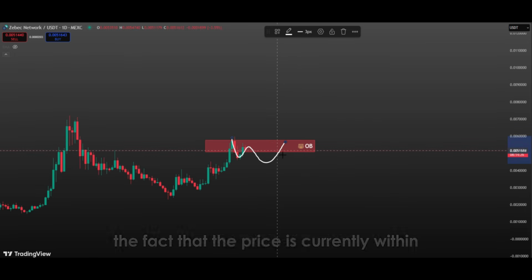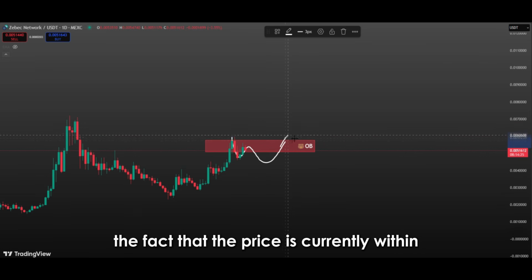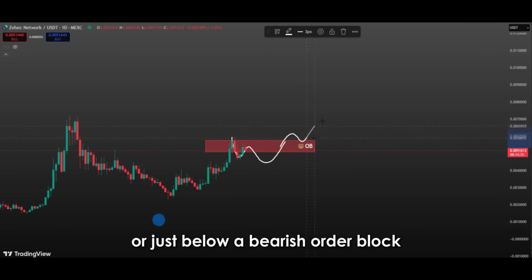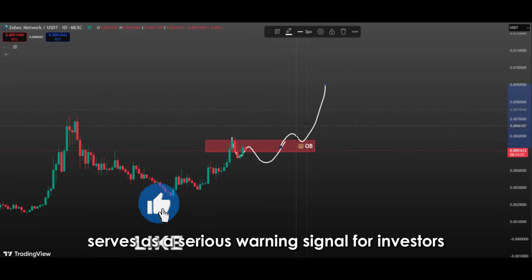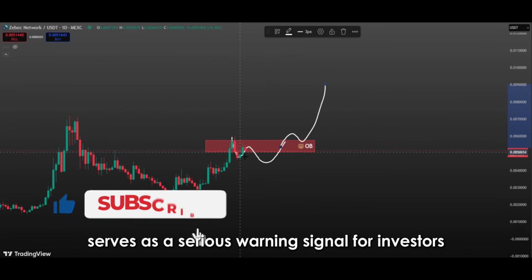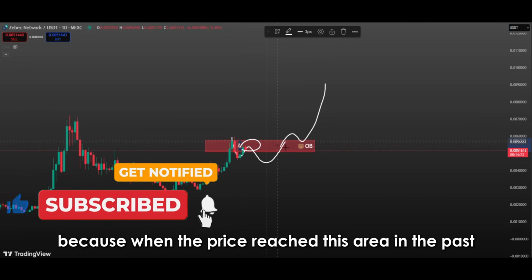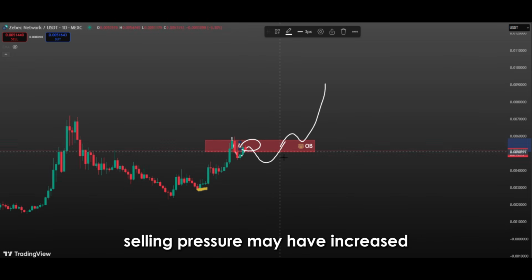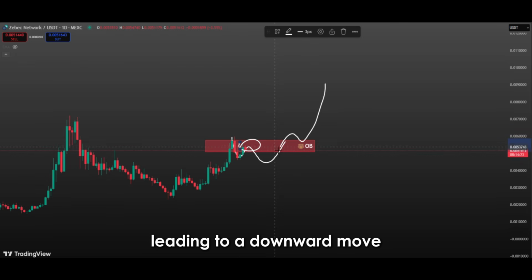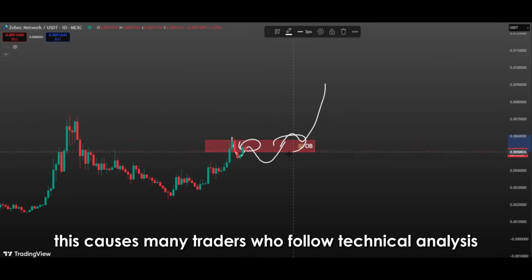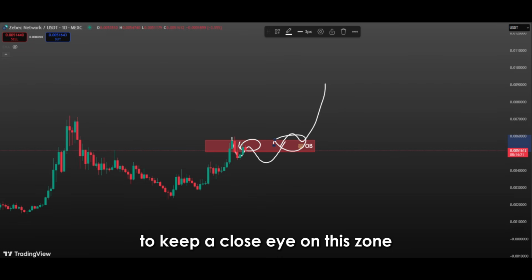At this point, the fact that the price is currently within or just below a bearish order block serves as a serious warning signal for investors. Because when the price reached this area in the past, selling pressure may have increased, leading to a downward move. This causes many traders who follow technical analysis to keep a close eye on this zone.